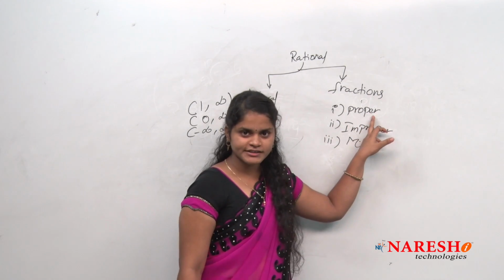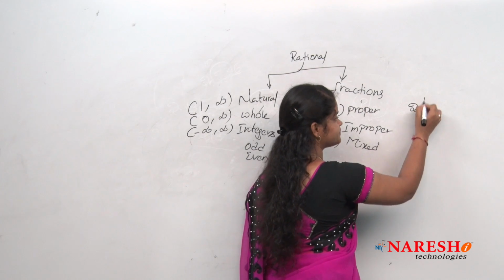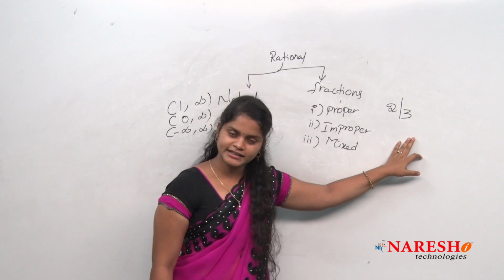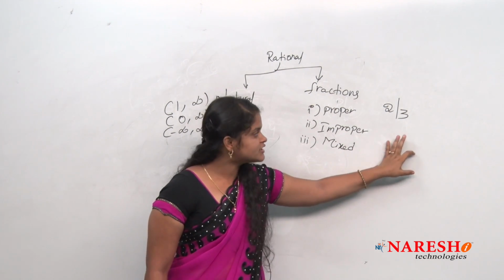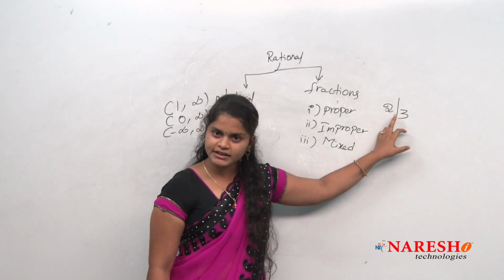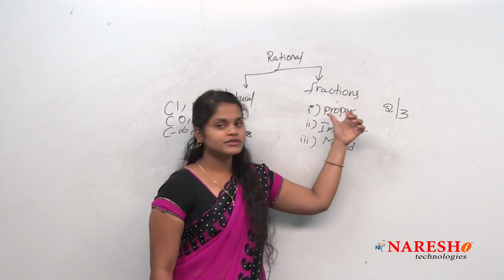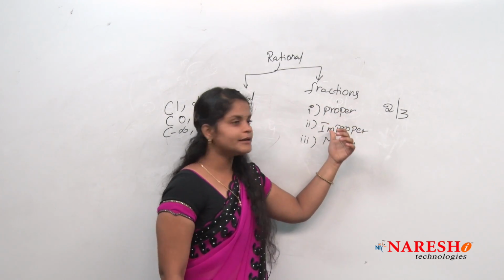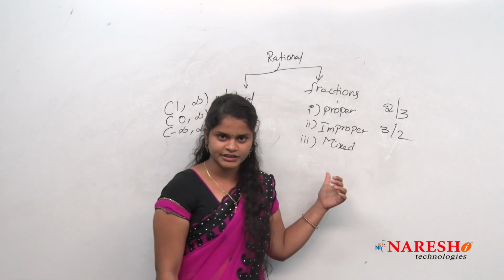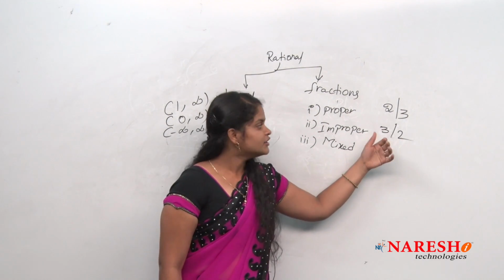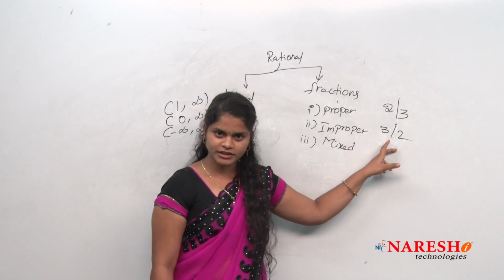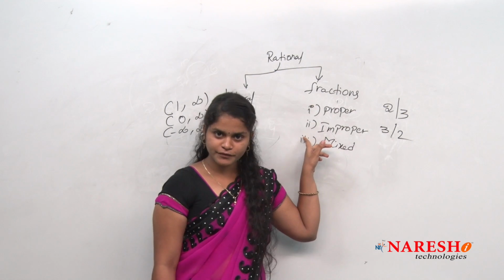Okay, proper fraction is nothing but, for example, 2 by 3. It's a proper fraction. Okay, where numerator should be less than denominator. See, what is the denominator here? 3. And what is the numerator here? 2. Is numerator less than denominator? Yes. So it is called proper fraction. Okay, and improper fraction means numerator will be greater than denominator. For example, 3 by 2. Numerator is 3 and denominator is 2. Yes, numerator is greater than denominator. So this is called improper fraction.